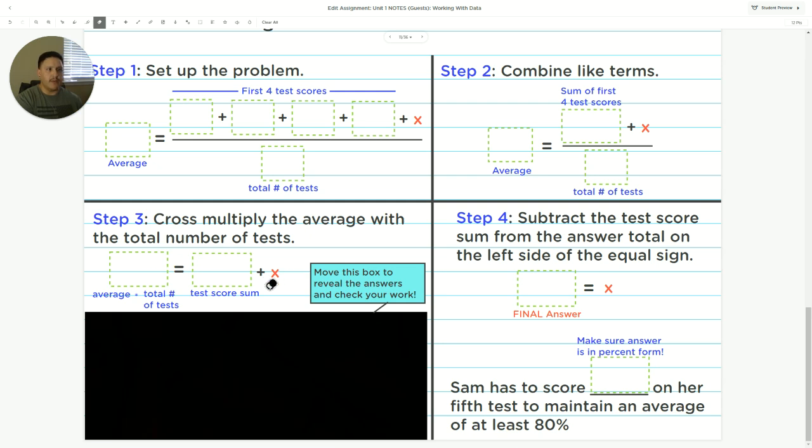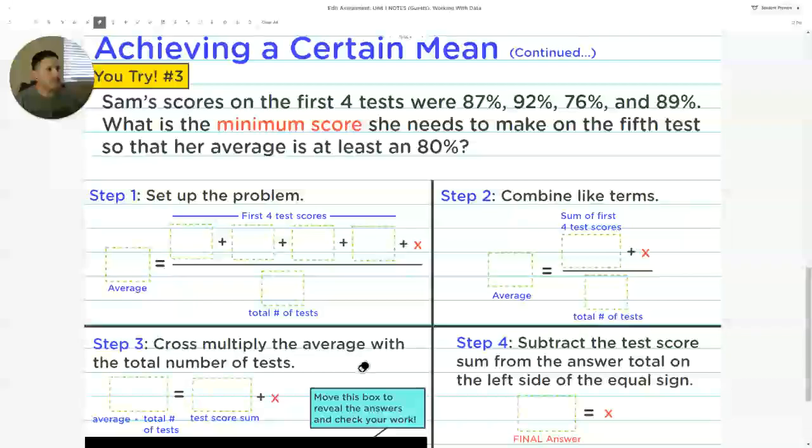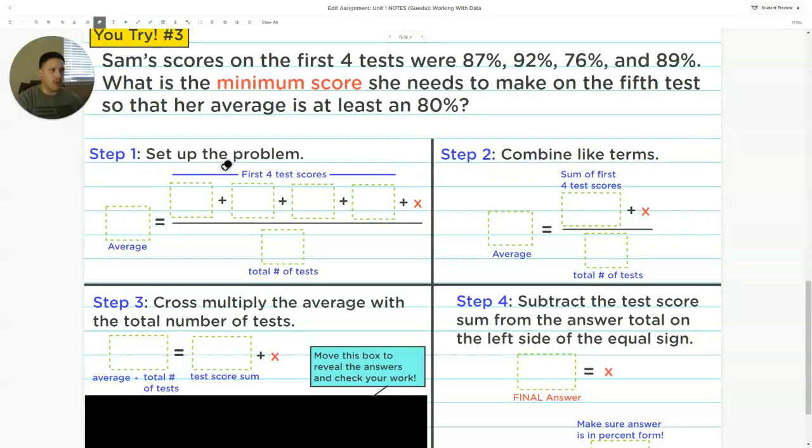Okay, notice how it's set up, the X on the right, so just make sure you put everything in the correct boxes. Step 4, the last step, is to subtract the test score from the sum to get the answer for the total on the left side of the equal sign. And then make sure to restate it in word format to get your final answer. You can move this box to check your answer if you want. And yeah, at this moment, go ahead and pause the video. Try this problem on your own. Otherwise, I'm going to go through and show y'all how to do this.